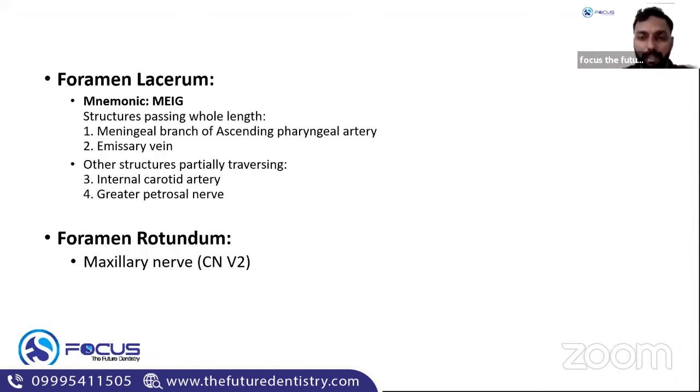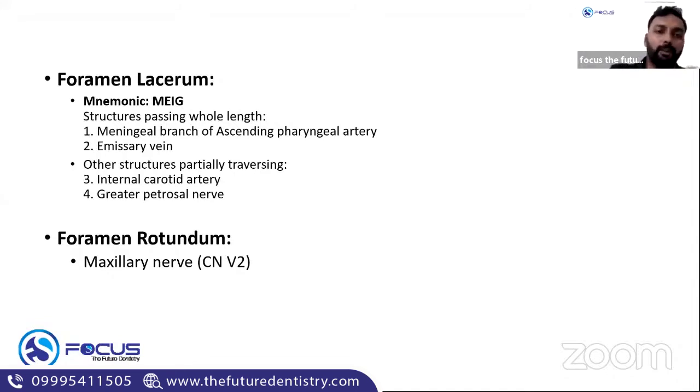Then there is again an emissary vein. Okay, again emissary vein comes here. Emissary vein was there in spinosum. Emissary vein was there in foramen ovale also. Okay, other very important structures which partially traverse are internal carotid artery and another nerve which is greater petrosal nerve. And finally, foramen rotundum, we all remember it is maxillary nerve.